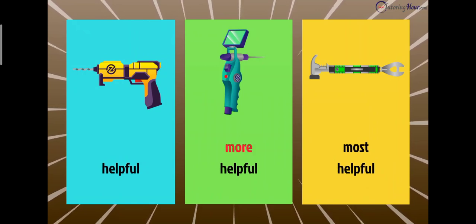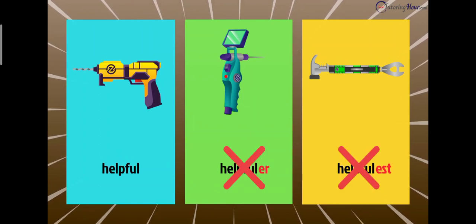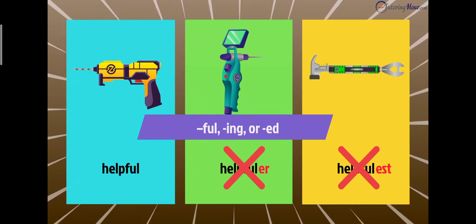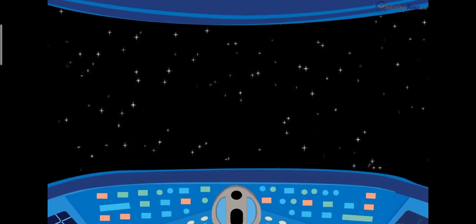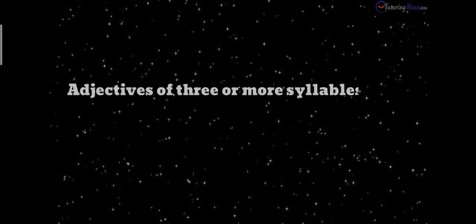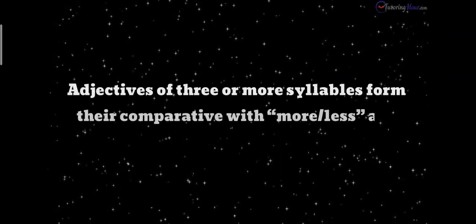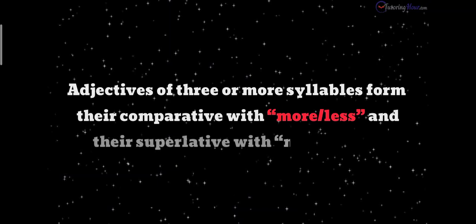Did you notice the words more and most? We don't normally use the er and est endings with 2-syllable adjectives ending in ful, ing, or ed. Instead, we use more and most to form comparative and superlative adjectives. The last rule says, adjectives of 3 or more syllables form the comparative with more, less, and the superlative with most, least.